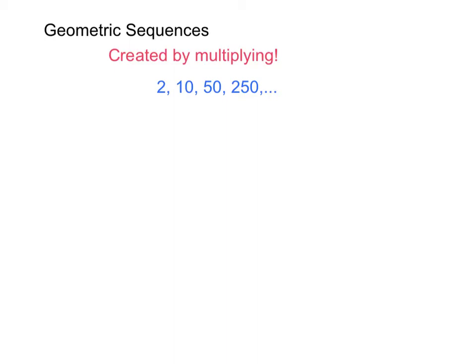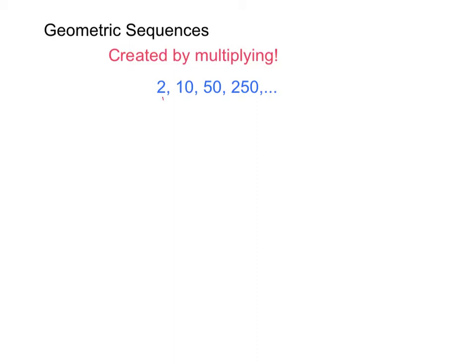So here's an example of a geometric sequence. What you'll notice is that here's my sequence. It's 2, 10, 50, and 250. So you can see that it is growing rather quickly. So that's a good sign that it is geometric. So you want to see what the ratio is, what the common factor is that's being multiplied.